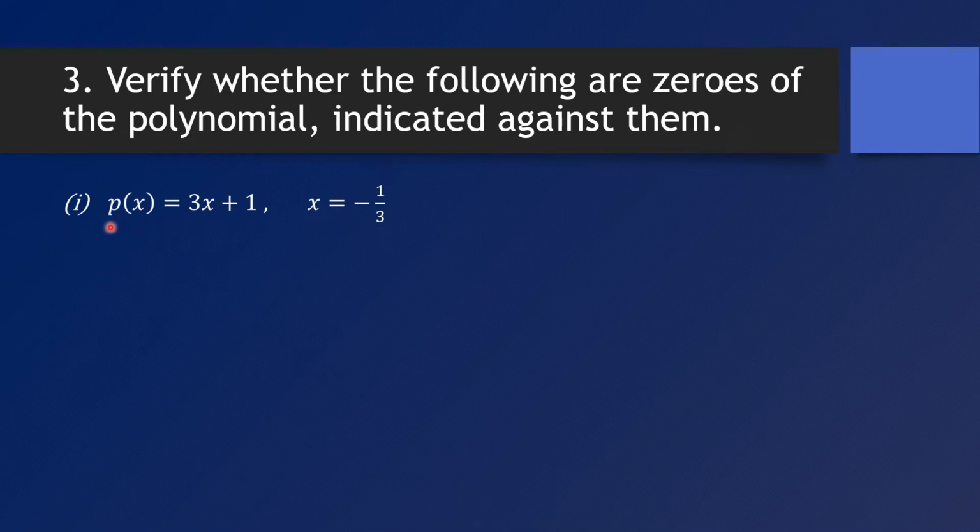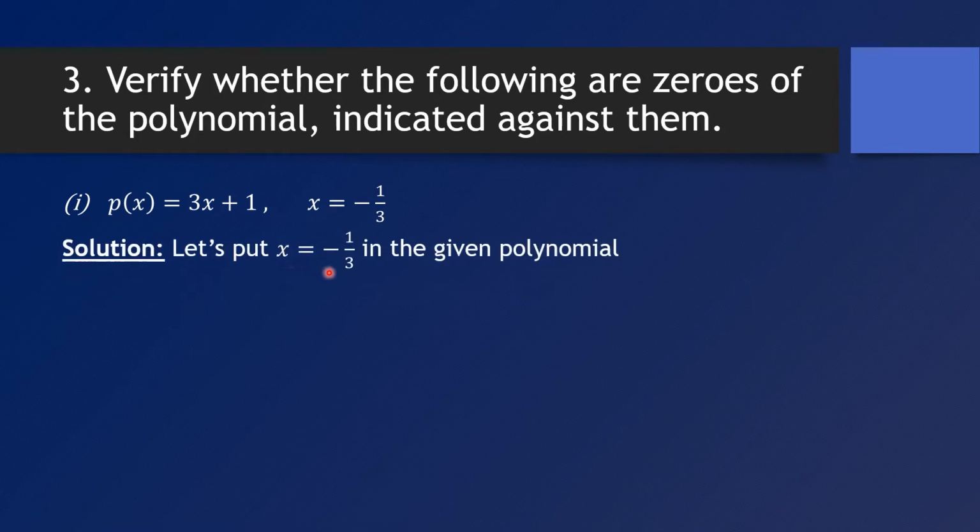So let's take first question, that is p of x is equal to 3x plus 1. Here in place of x we need to put minus 1 by 3. So let's put x is equal to minus 1 by 3 in the given polynomial, that is p of x is equal to 3x plus 1. When you will put this, it will be p of minus 1 by 3 is equal to 3 into minus 1 by 3 plus 1.